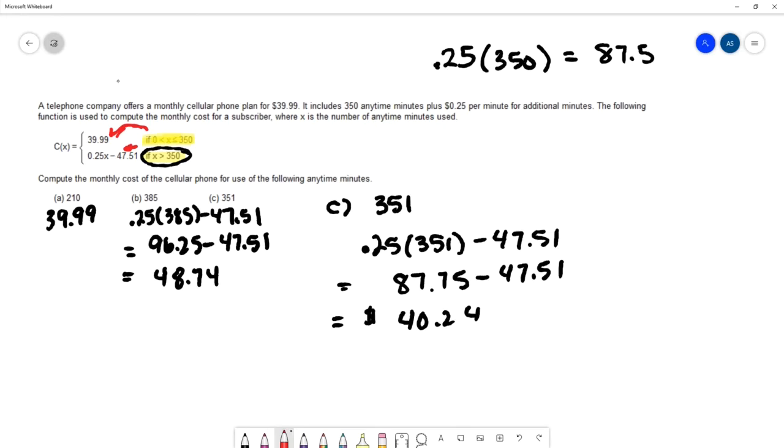Now going back to where that 47.51 came from, I think I figured it out. So if I take 39.99 minus the 87.5, that's where that comes from. So that's the cost of the 350 minutes, and if we subtract that from what we've already paid, we paid the $39.99 minus the cost of the minutes. That's where that negative 47.51 comes from.